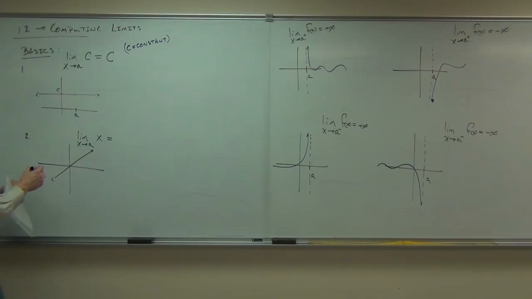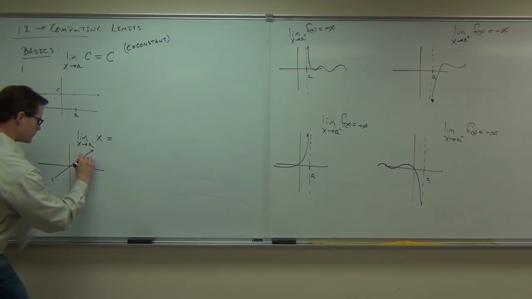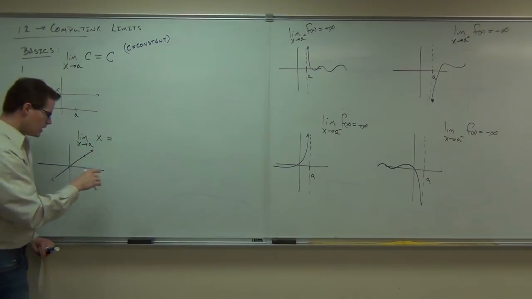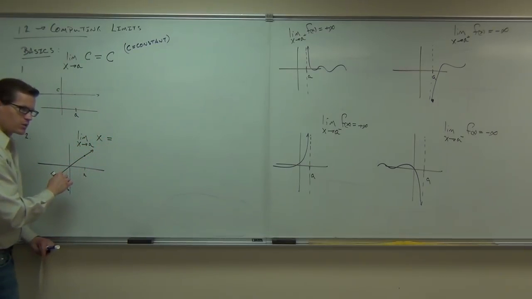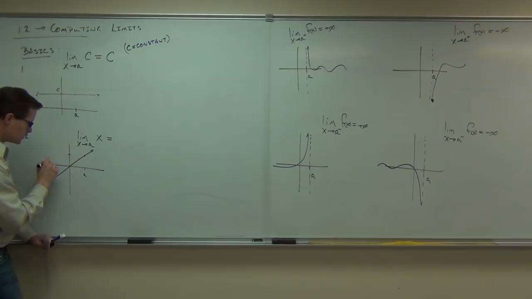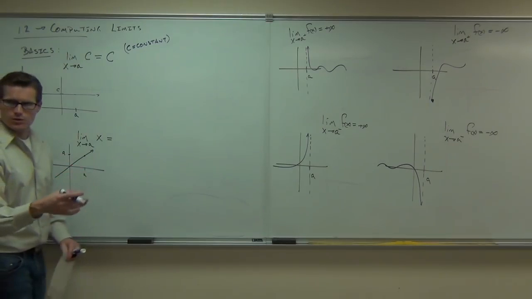Now I'm going to pick another arbitrary point a. The question is, if this is y equals x, just our diagonal line, if you plug in a to y equals x, what do you get out of it? You get out a, true? You plug in 2, you get out 2. You plug in 3, you get out 3. You plug in 4, you get out 4. You with me on that?